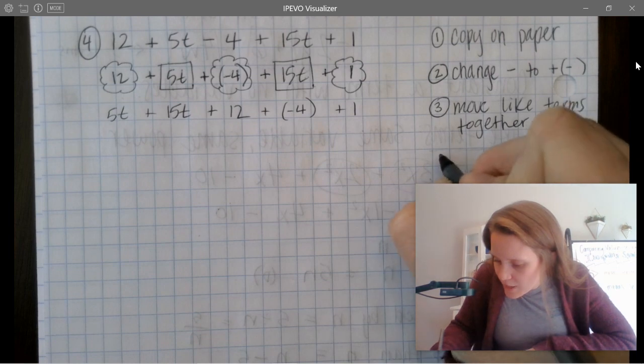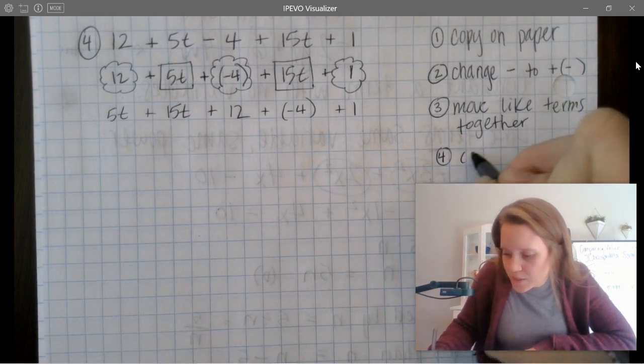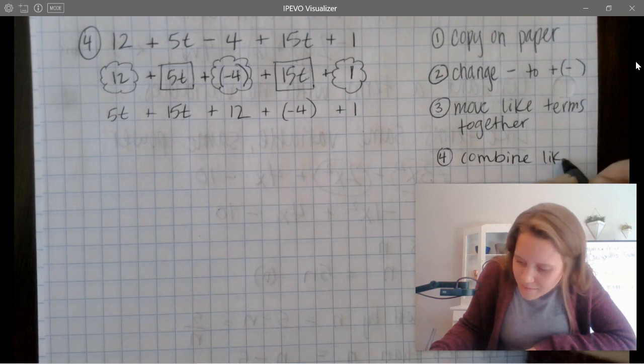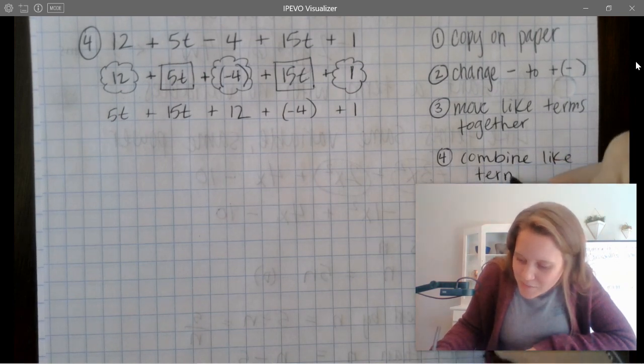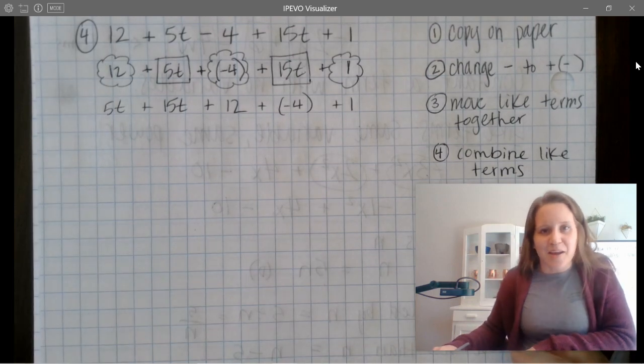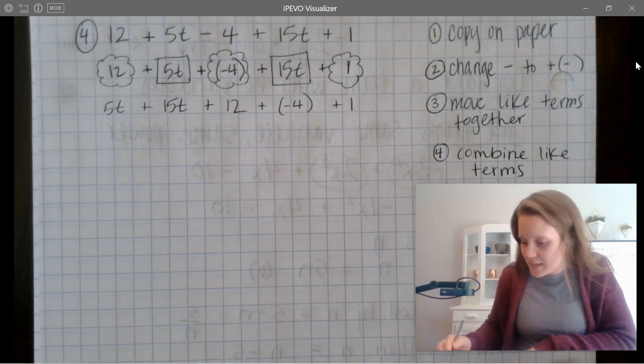And step 4, I'm going to combine like terms. Hopefully these steps are helpful. You should let me know in your lesson summary comment if you think this is helpful to have the steps.